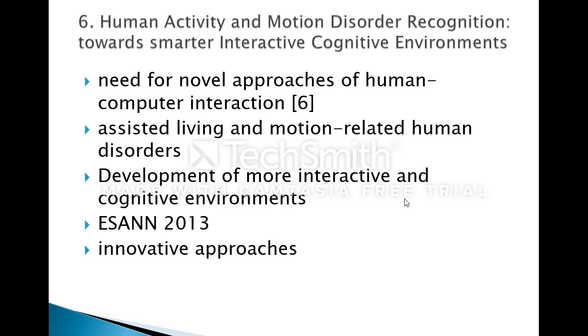The candidate solutions for classification are k-nearest neighbor KNN, Artificial Neural Networks ANN, Naive Bayes Classifier, and SVM. So this research assists living and motion-related human disorders. A special feature like ESANN 2013 was promoted, and they developed more interactive and cognitive environments. Innovative approaches were used to detect the human activities, and they found very good results at the end.